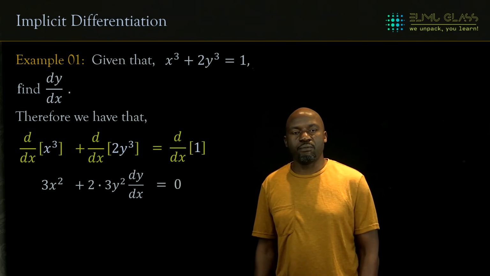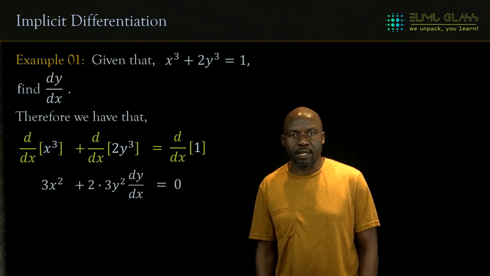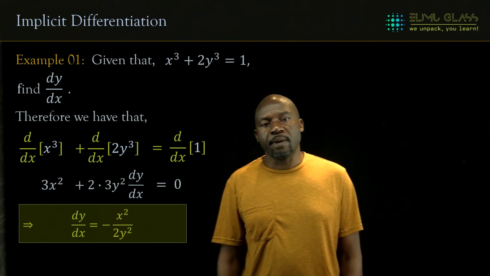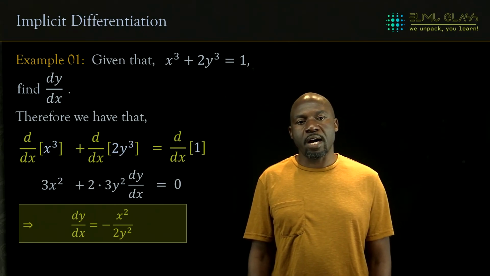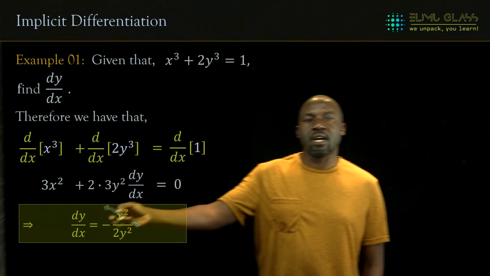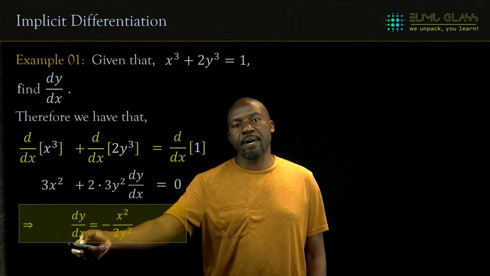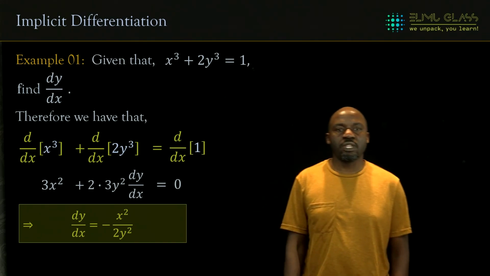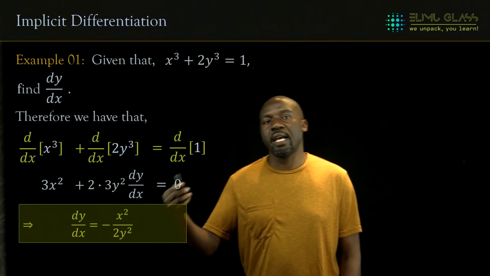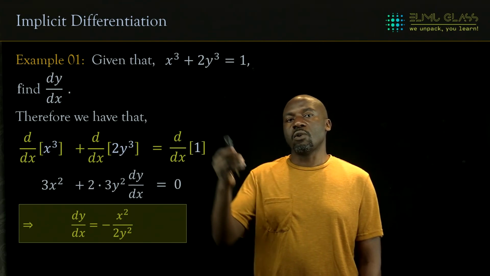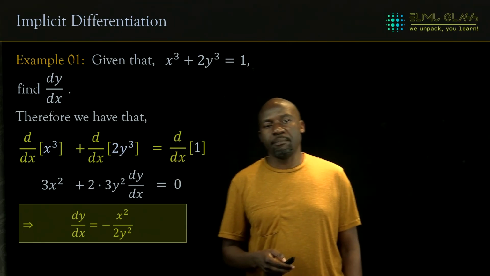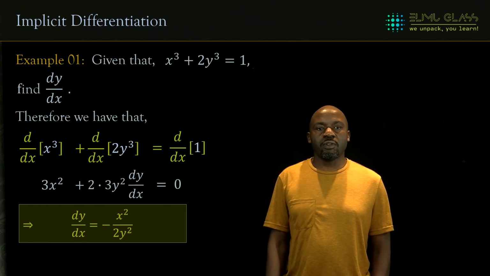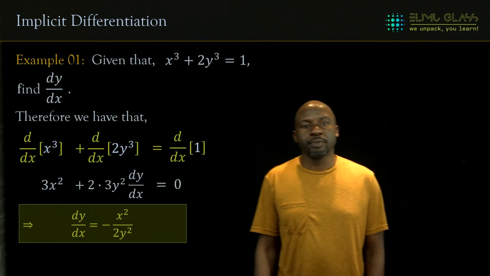And if we rearrange that expression there, we get dy by dx is minus x squared over 2y squared. And so we have differentiated this. We found dy by dx without having to make y the subject of the formula first, without having to express y explicitly. All right? So we say we have differentiated implicitly. Right? If you have any question regarding this, let me know and I will come back to you.